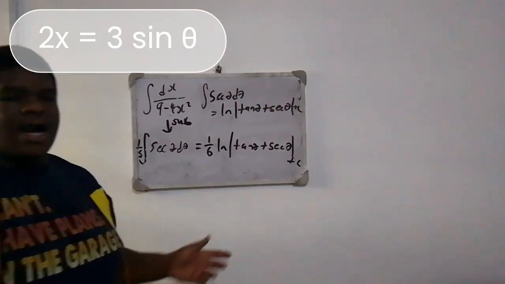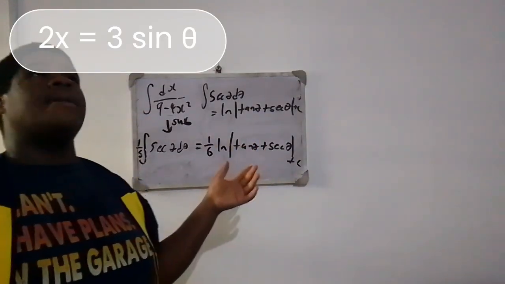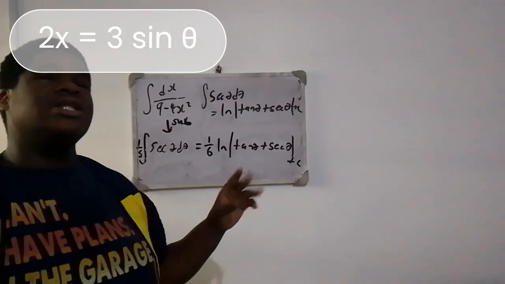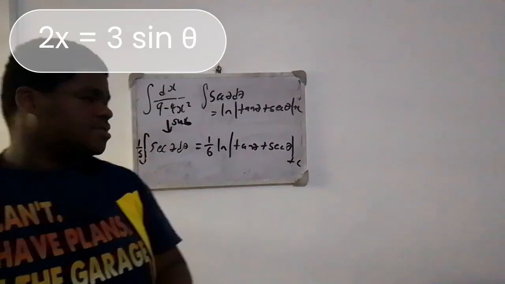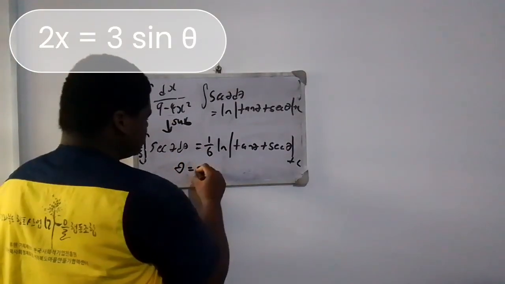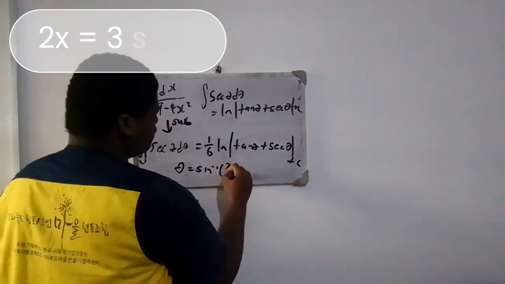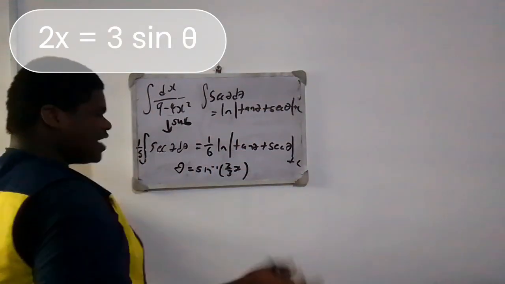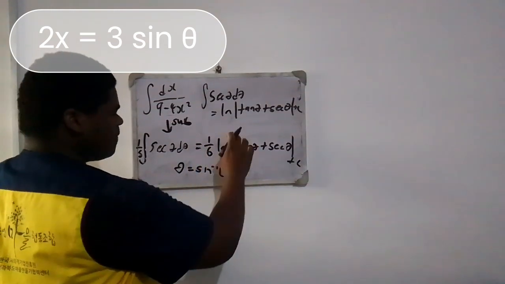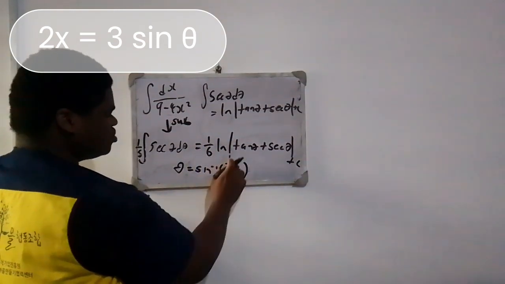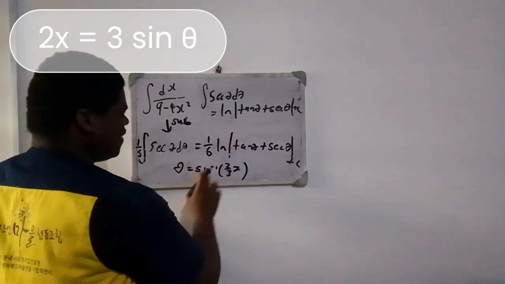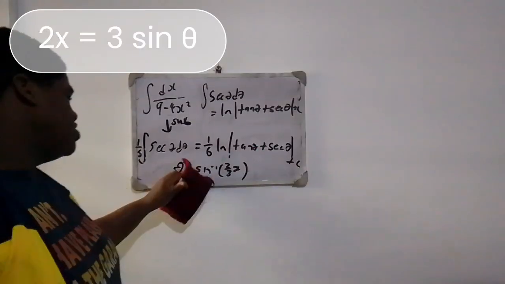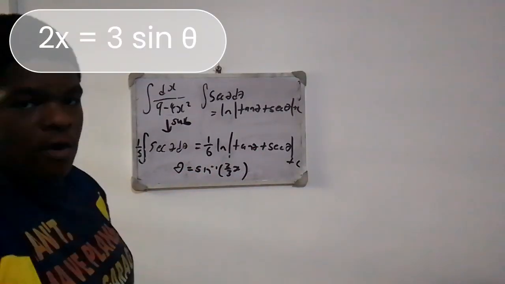Now, I'm not going to tell you to substitute back as let theta equal to 2 over 3x. No, let theta equal to the sine inverse of 2 over 3x. Now, if you do this, you are going to have 1 over 6 times the natural log of the absolute value of tan sine inverse 2 over 3x plus sec sine inverse 2 over 3x plus c. You can see that is actually pretty long. So instead of going this route of substituting like this, I'm going to show you another way of substituting this.